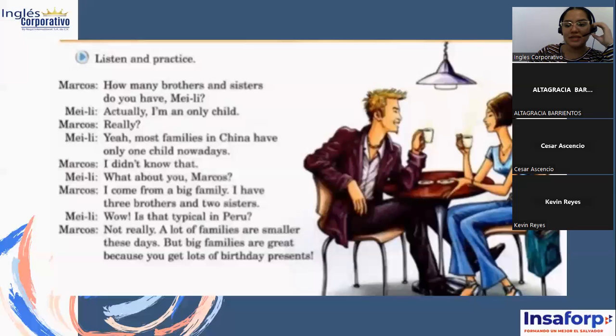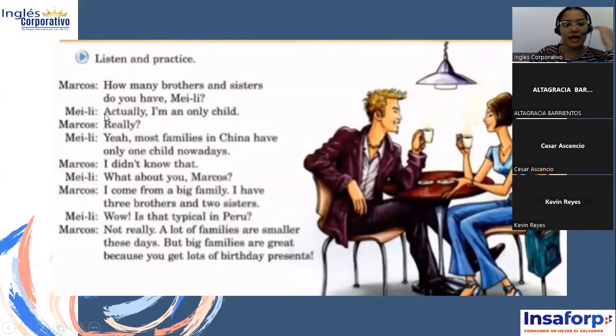Ok, aquí entramos al tema de los quantifiers y los que nos permiten decir o tratar de dar una cantidad, aunque no sepamos específicamente la cantidad exacta. Estos nos permiten describir las cantidades. Ok, so, for example, we have how many brothers and sisters do you have? How many es cuántos hermanos y hermanas tienes. How many lo utilizamos para countable nouns. So we can count brothers and sisters, right? So how many brothers and sisters do you have?